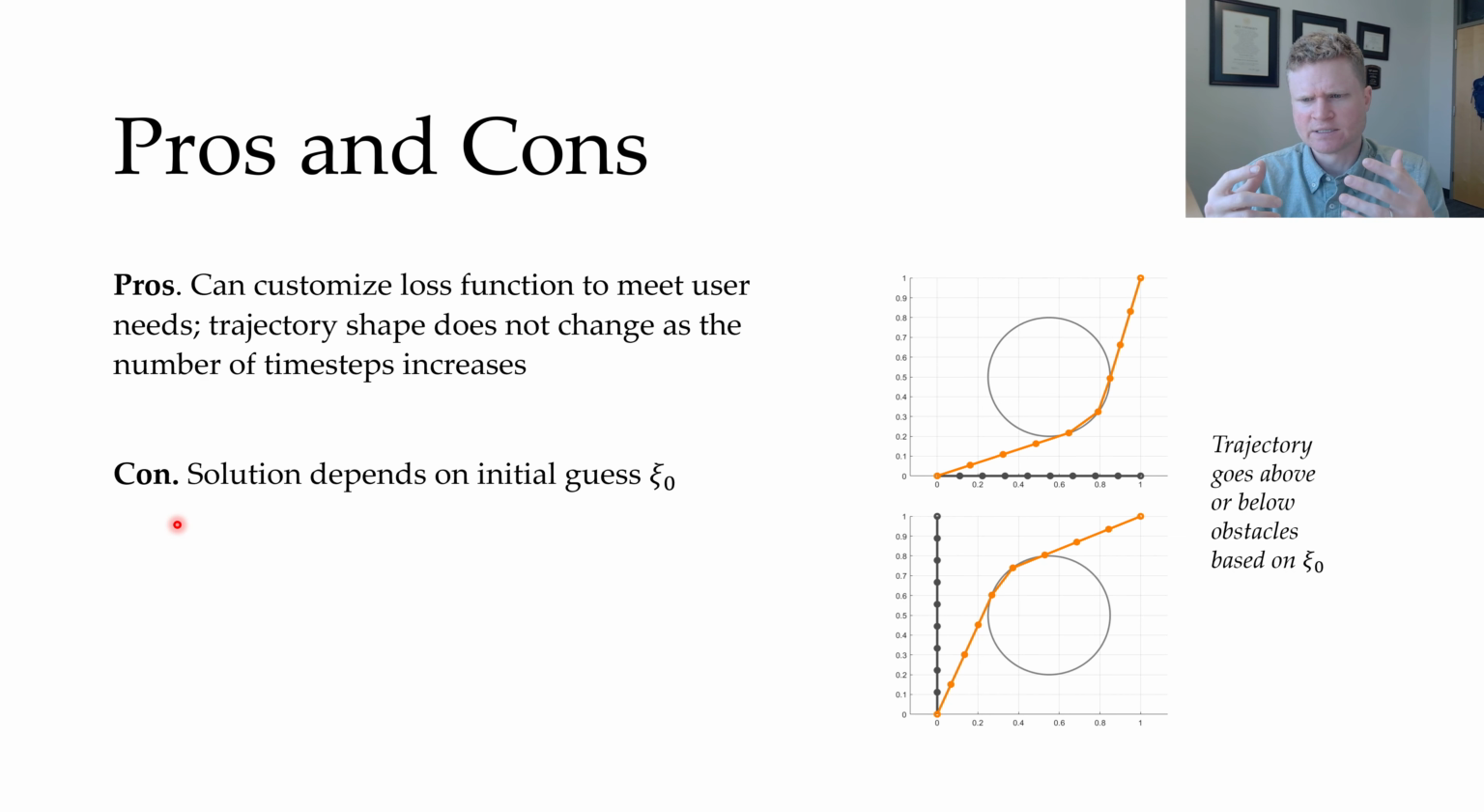Another advantage is that the optimal path is actually invariant to the number of waypoints. So you can have more or less waypoints and it won't change the shape of this trajectory. So that's also a very nice property to have. There are a couple cons though, and it's important to keep these cons in mind. The first one is that the solution you get is going to depend on your initial guess.